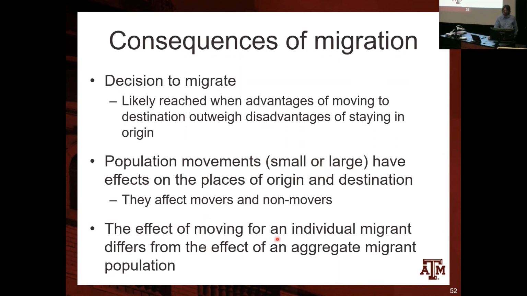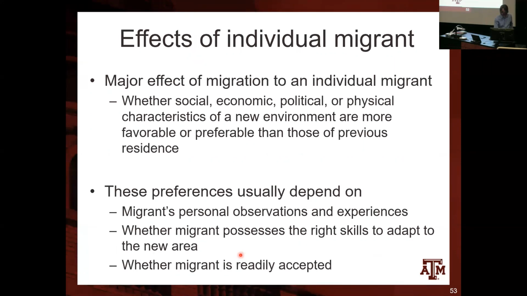The effect of moving for an individual migrant differs from the effect of an aggregate migrant population. So maybe me moving to another area will increase my overall earnings or those of a household. But maybe it will increase competition in the labor market in that specific destination area, which might create some negative effects. So these individual and contextual effects might be different. That's why migration is such a complex process.